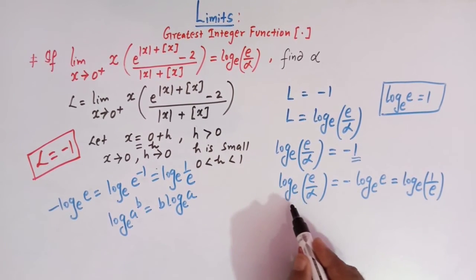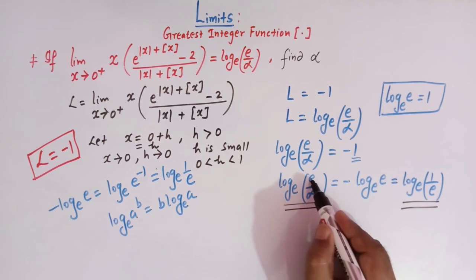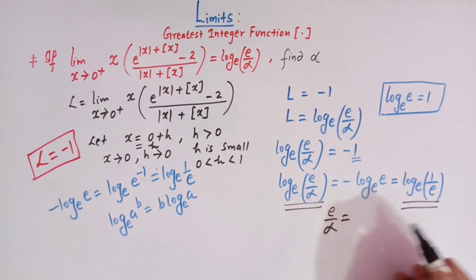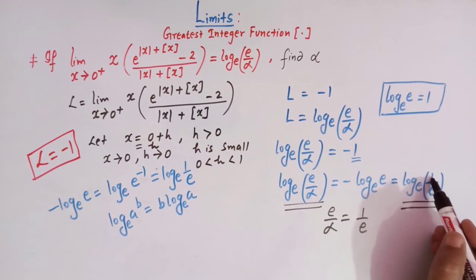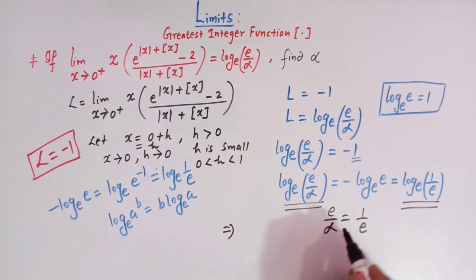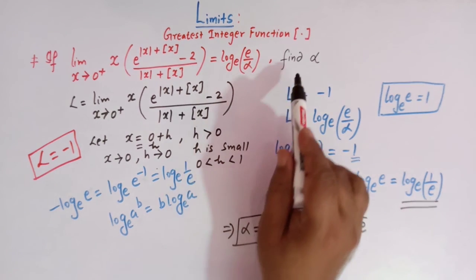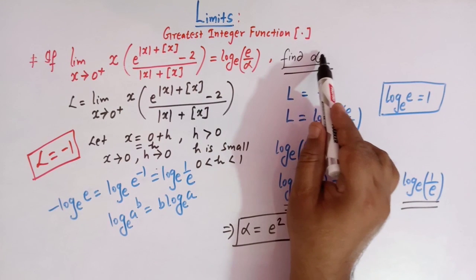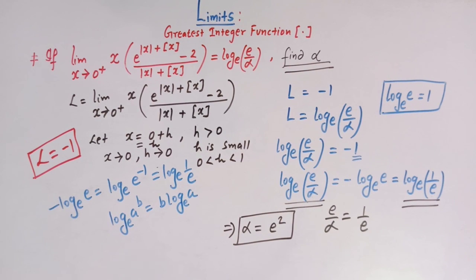Now let us compare these two expressions. Here we have e over alpha, and here we have 1 over e. So comparing both sides, we can write alpha is equal to e square, where e is the exponential number. So the value of alpha is equal to e square. This is how we can solve this type of problems in limits.